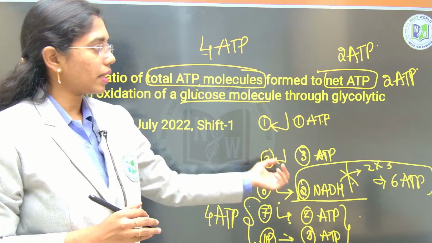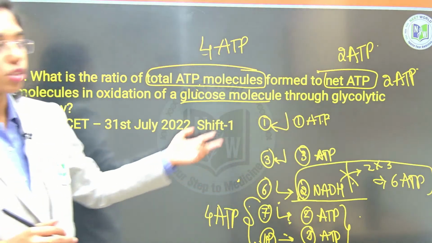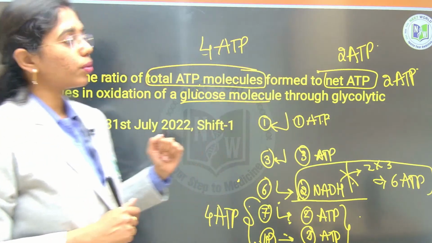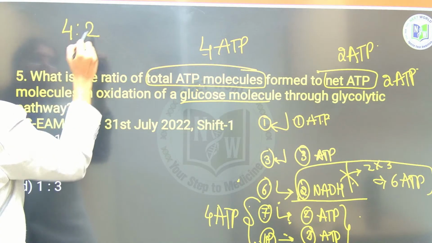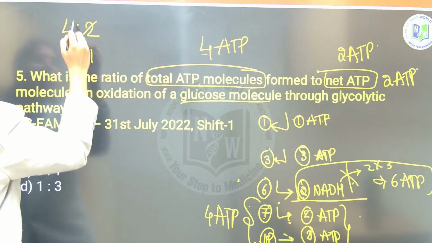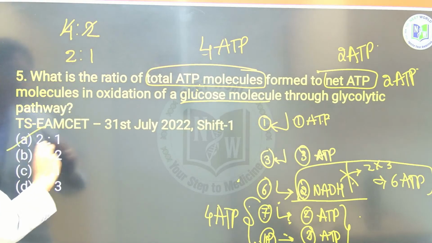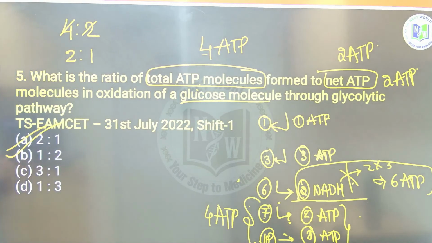So, let us consider total ATP which is released at the 7th and 10th step, and net ATP after being utilized in the first and third step, 2 ATP being utilized. So, the net ATP will be 2 ATP itself. So, here 4:2 will be 2:1, right ma? So, the answer will be A. Clear? Clear till here? Any doubt anywhere ma?